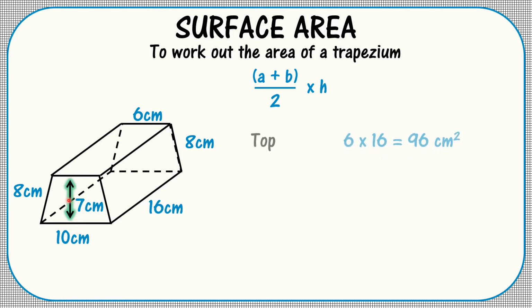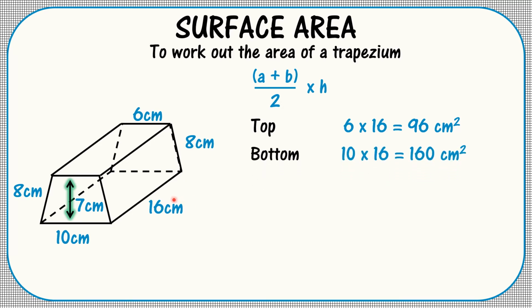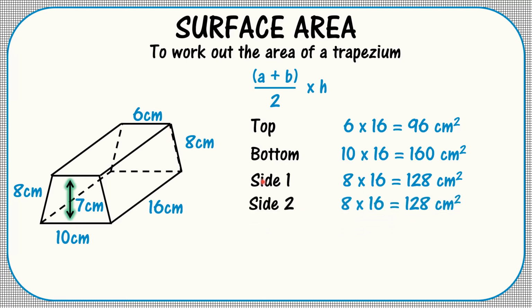So let's go through this. What we work out first is this top rectangle, which is 6 by 16, which equals 96 centimeters squared. The next is the bottom. The bottom, as you can see, is 10 by 16, which equals 160 centimeters squared. The next is side 1, so it's this right side over here, which is 8 times 16, which equals 128. As you should realize, this side and the side on the left are the same, so the left side would also be 128.